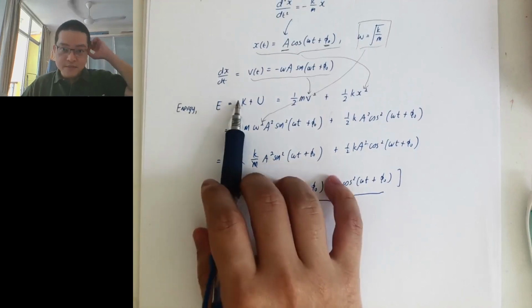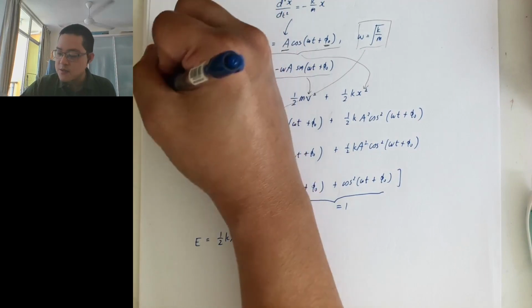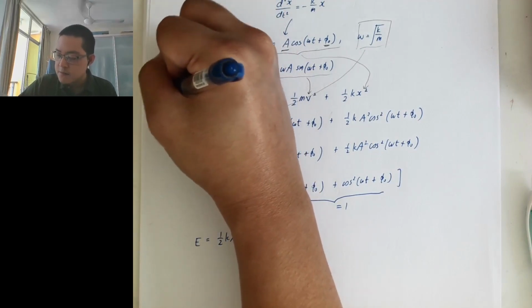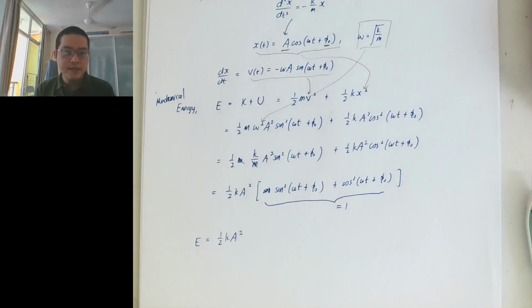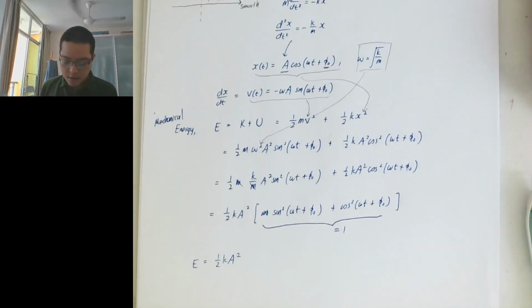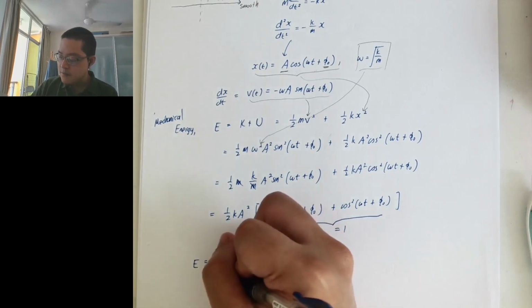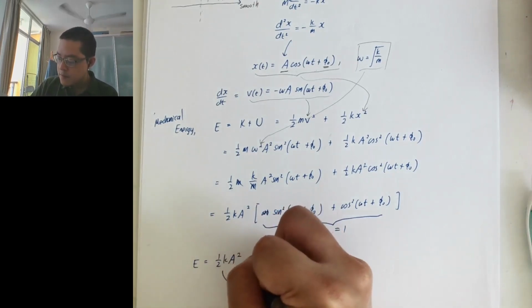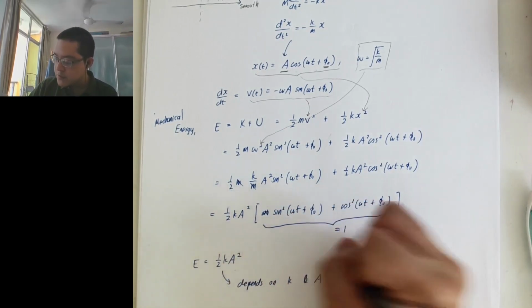Remember, the energy of the system is kinetic plus potential, all the energy. So this is mechanical energy. Mechanical energy means kinetic plus potential. As we can see here, the energy depends on the k and the amplitude.